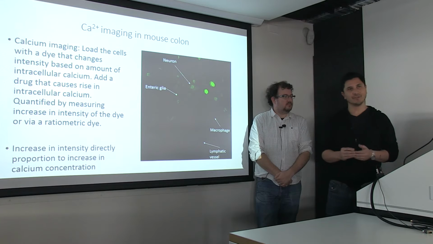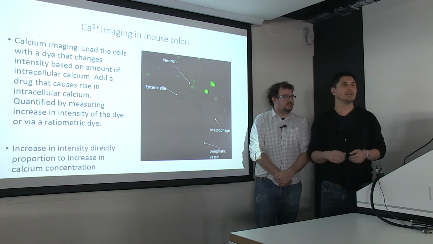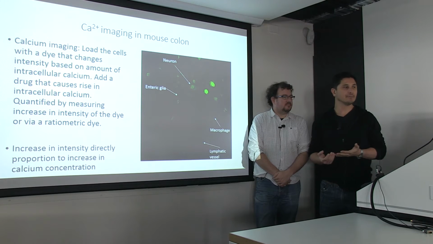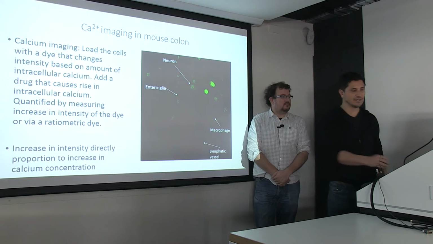In order to do this, we take a piece of intestine, pin it flat, and then load it with a calcium indicator dye. This allows us to measure the changes in intracellular calcium.